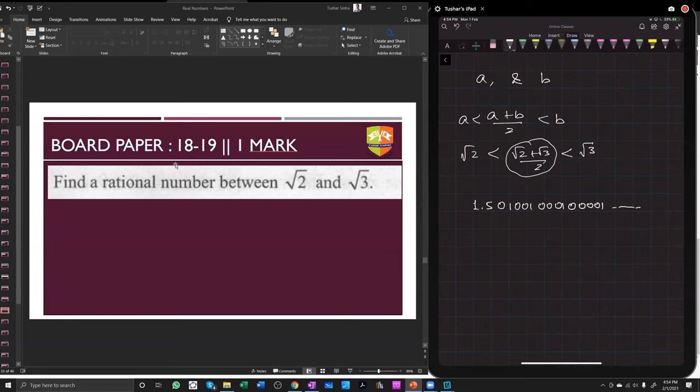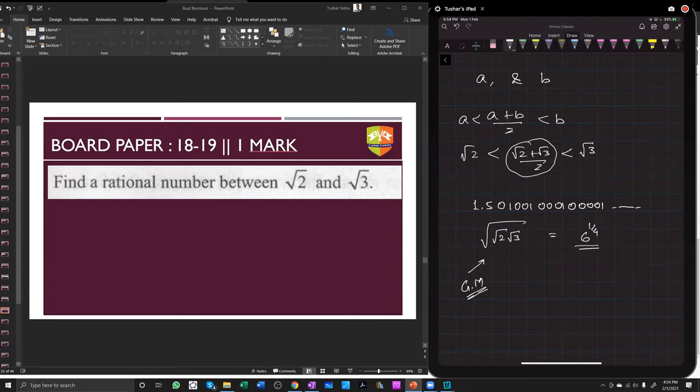So you can write 1.501 0001 0001 0001 like that. Non-terminating, non-repeating. You can create any number. Or another way is square root of 2 times root 3, that means 6 to the power 1 by 4. This is also an irrational number between root 2 and root 3. This is called the geometric mean.